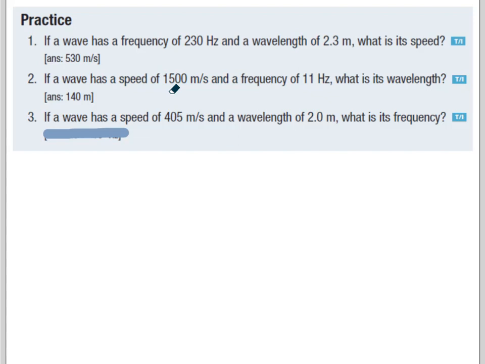If a wave has a speed of 405 meters per second and a wavelength of 2 meters, what is its frequency? This would be a division case. Okay, now they've expressed it in scientific notation. Don't panic. Okay, that's the same as 200 hertz. And again, they've done some rounding off, so don't panic if your answer is slightly off.